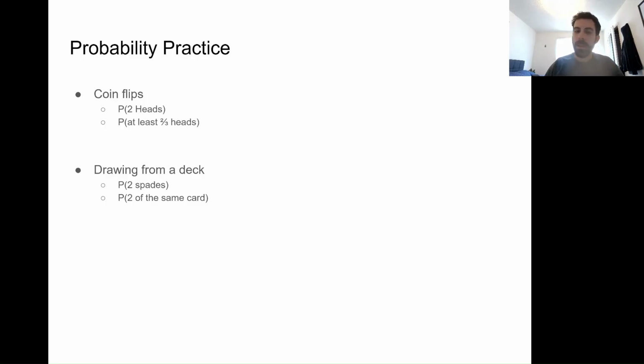Which is a little bit unintuitive because you're talking about 2 out of 3 being heads, but with a fair coin, this is functionally the same as flipping a coin once and seeing if it lands heads in terms of probability, right? The experiment is different, the sample space is different, but in terms of probability, it's still 1/2. Now let's talk about this other example of drawing from a deck.